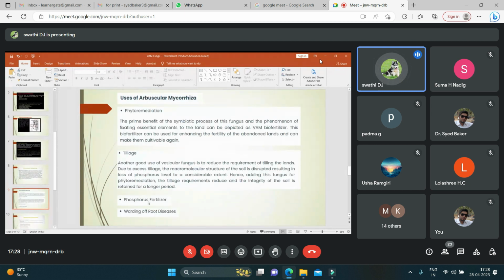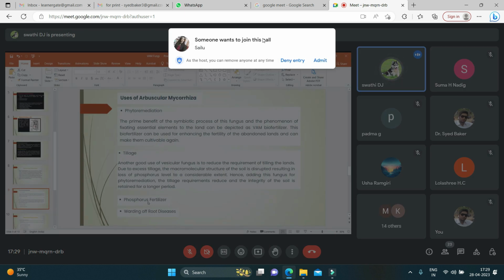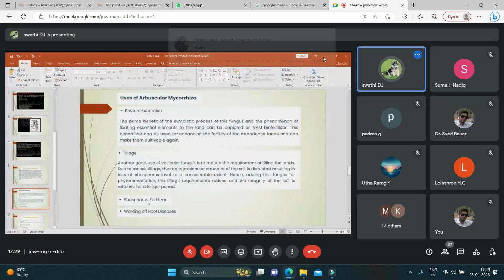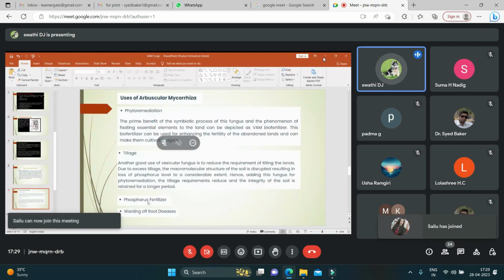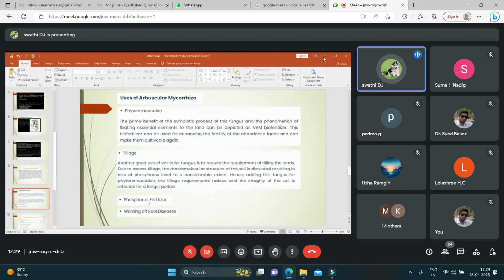Uses of arbuscular mycorrhiza. First one is phytoremediation. This is the prime benefit of the symbiotic process of this fungus and the phenomenon of fixating essential elements to the land that can be depicted as VAM biofertilizer. And this fertilizer can be used to enhance the fertility of the abandoned or barren lands that can be made into cultivation land again.